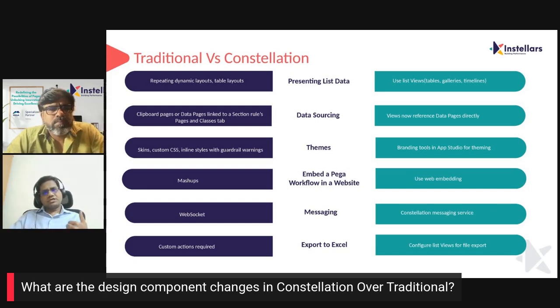Next is themes. In the traditional way, we use skins, custom CSS, and a lot of inline styles, which a lot of developers use, with the guardrail warnings and all. In Constellation, we should use the branding tools in App Studio for theming, Manju. The advantage of this is that the App Studio branding tools streamline the application theming. That is a big advantage of going with Constellation.